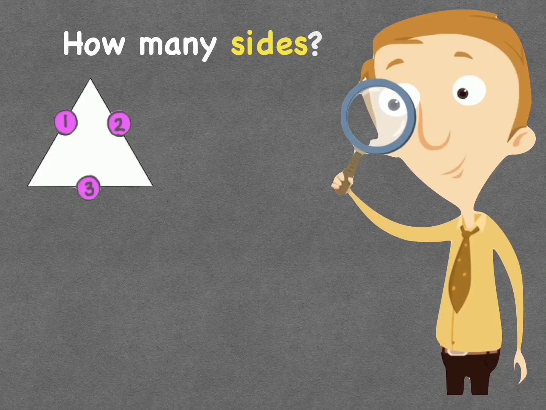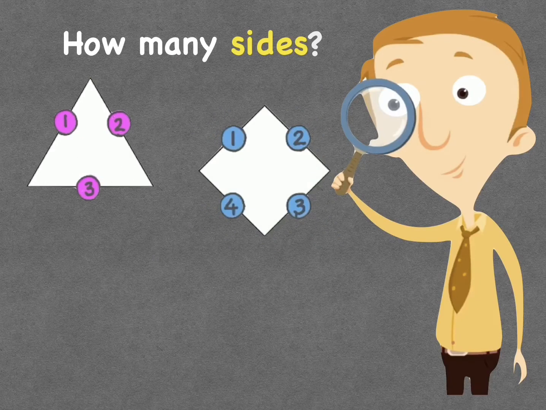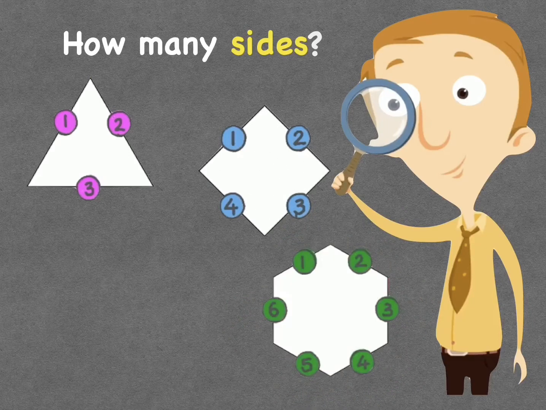The second shape is the square. How many sides does it have? Wonderful! It has 4 straight sides. Now, how many sides does the hexagon have? Excellent! It has 6 straight sides.